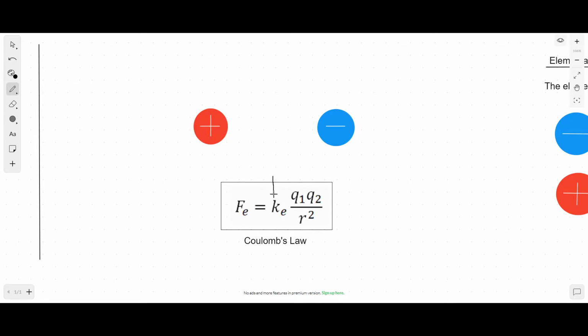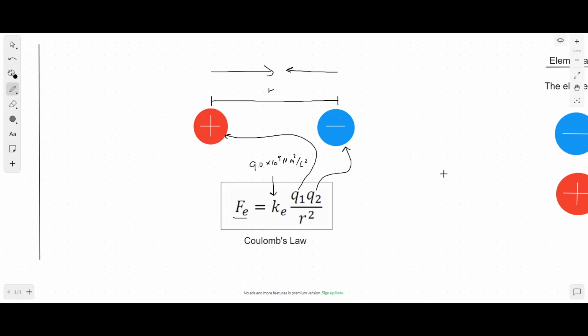So Ke is called Coulomb's constant, and it's equal to 9.0 times 10 to the 9 Newton meter squared over Coulomb squared. This is just a constant. Ke is always 9.0 times 10 to the 9. Now Q1 refers to the charge of object 1. Q2 refers to the charge of object 2. And R refers to the distance between them. Fe is the electrostatic force. How much pull will they feel towards each other as a result of their charges?